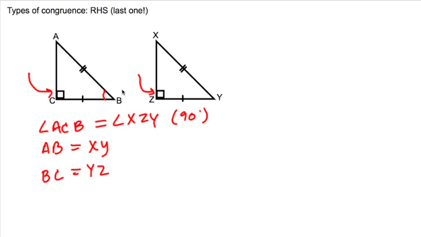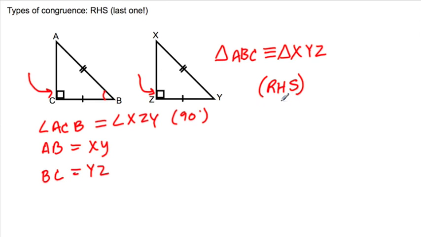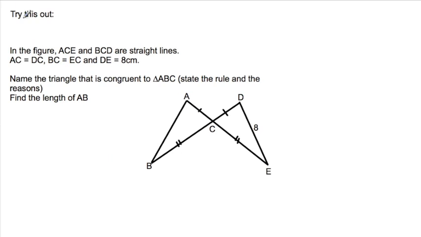So what we can say ultimately is that triangle ABC is congruent to triangle XYZ due to the right angle hypotenuse side test. Those are the different types of congruence that we will be dealing with.